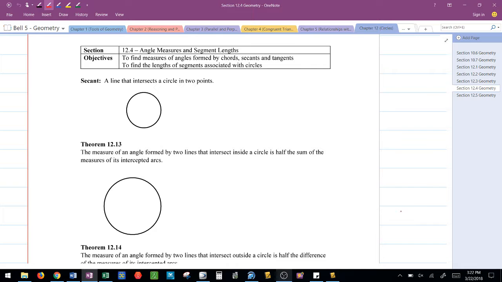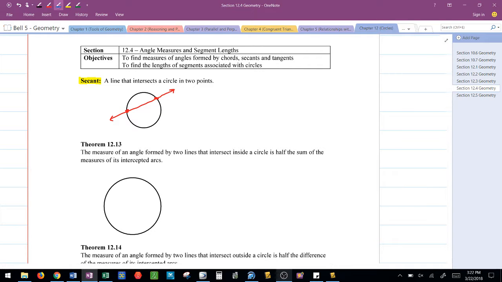So the first thing we need to do is define what is this thing that's called a secant. Very simply, a secant is a line that goes through the circle twice. If you remember, a tangent went through the circle once. A secant is a line that goes through the circle twice.